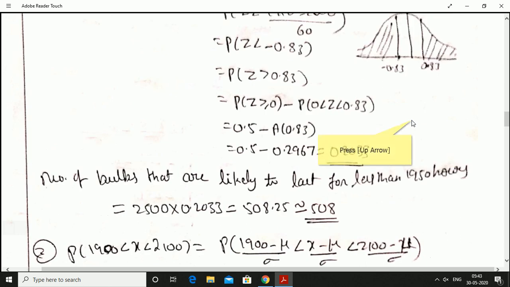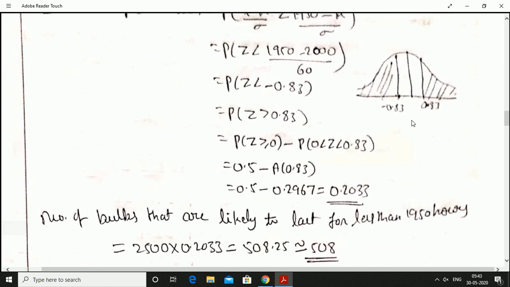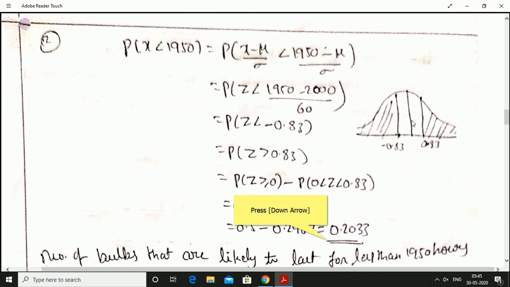Probability of x less than 1950. Probability of (x minus mu) by sigma less than (1950 minus mu) by sigma. (X minus mu) by sigma is z, less than (1950 minus 2000) by 60, that is minus 0.83. Z less than minus 0.83 means we require the area from minus infinity to minus 0.83.